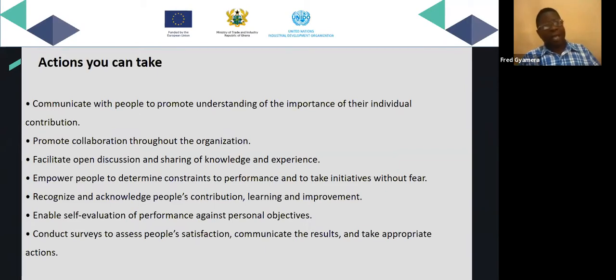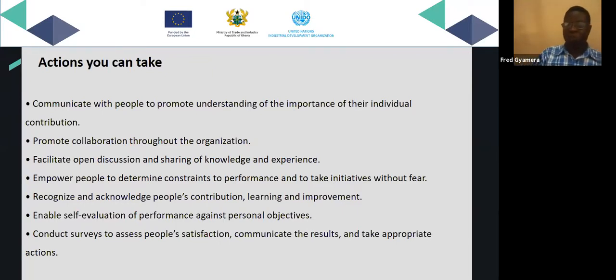Well, what are the actions? What can you do to ensure this happens in your company or your organization? Communicate with people to promote understanding. Communication is key. Talk, let them understand the importance of everybody's individual contribution. So you promote the collaboration. You facilitate open discussion and shared knowledge and experience. People will take their knowledge and put it in their pocket when they know that in a year or two they are going on retirement. No succession plan. And even if there is, they will not share their knowledge and experience with the youth. Bad practice.